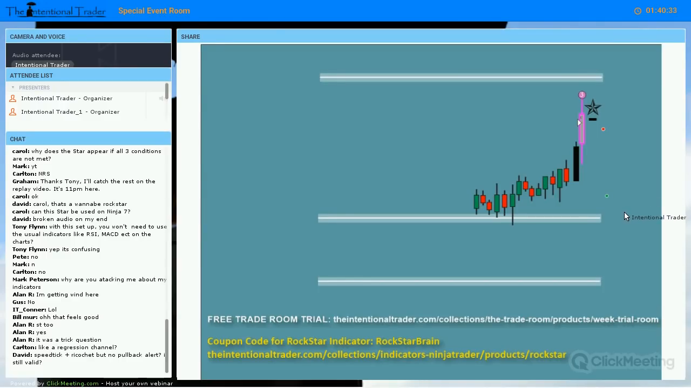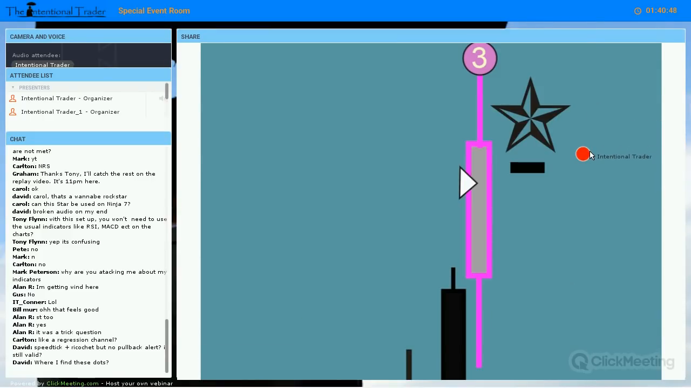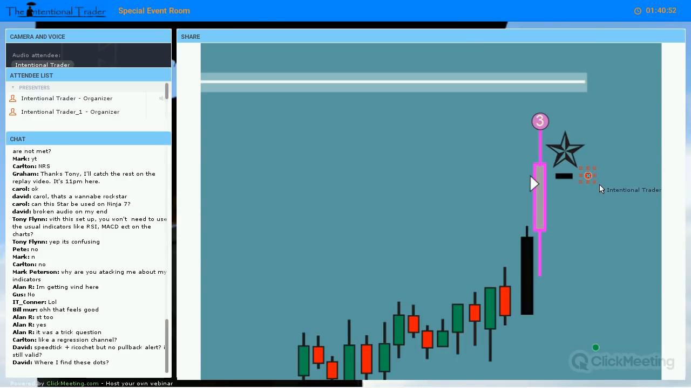If I'm here, I'm trading it. Okay? Because this opens outside, and it can open on the line, on the dot too. If it opens on the dot, it qualifies.